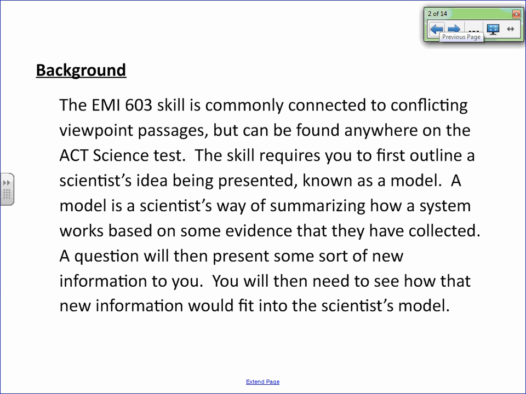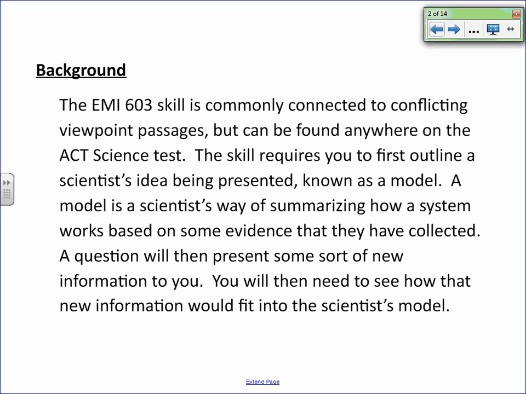EMI603 is a skill commonly connected to the conflicting viewpoint passages. Those are the ones with the dueling scientists. But you can actually find it anywhere on the test. The skill requires you to first outline a scientist's idea that's being presented. This is what we call a model. A model is a scientist's way of summarizing how a system works based on some evidence that they've collected. A question will then present you with some new information. You'll then need to see how that new information would fit into the scientist's model.